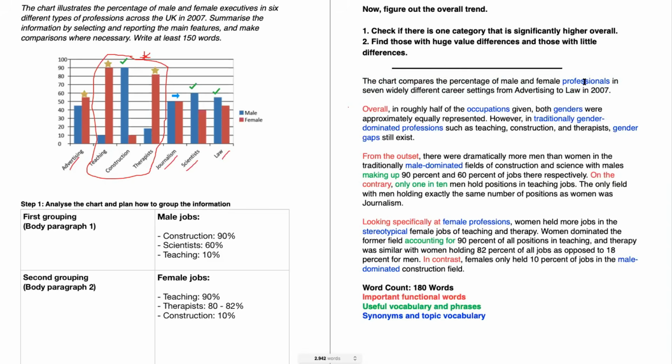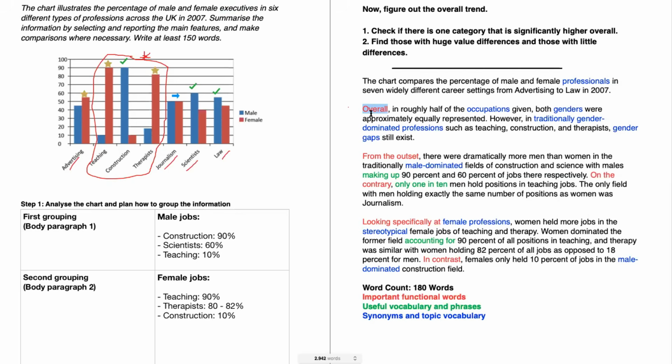Now, professionals is a great topic word here. We have executives and professions. So we've just used a synonym. We've said professionals. And I've used an example of advertising and law, even though it's not in our prompt, it's in our chart. And it's great to just add some detail here. Of course, we have the year as well.